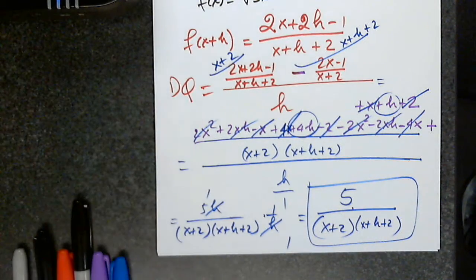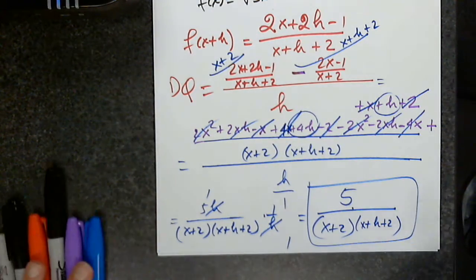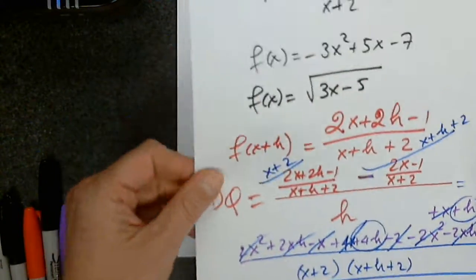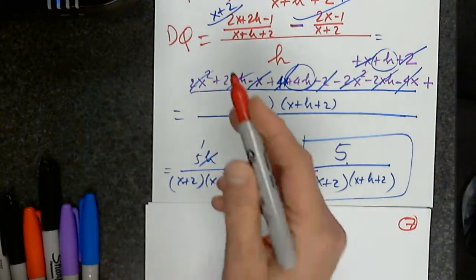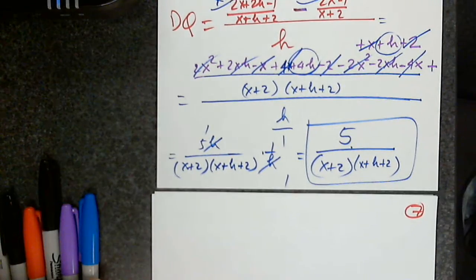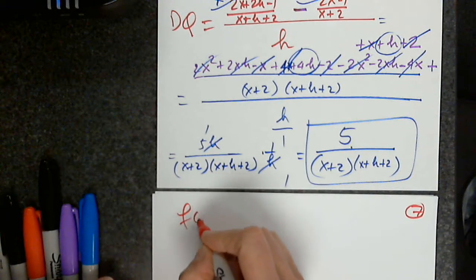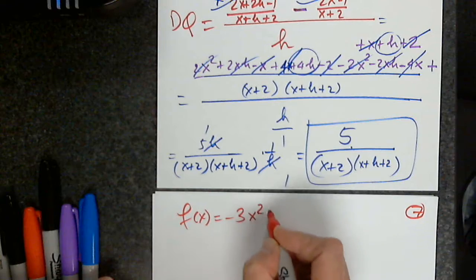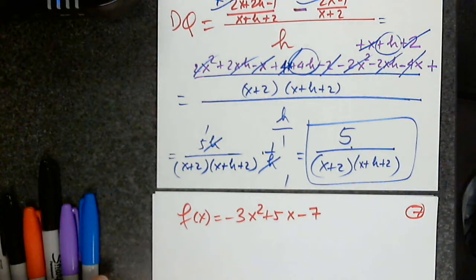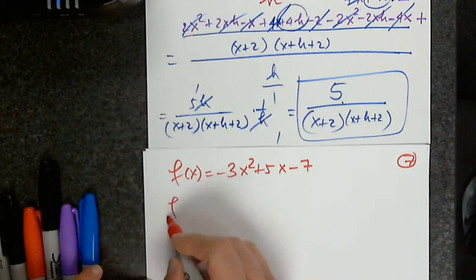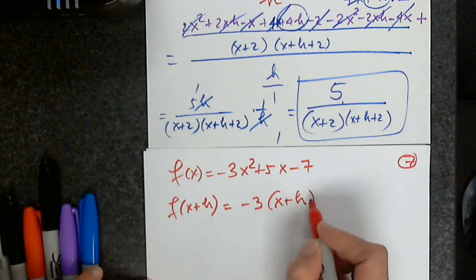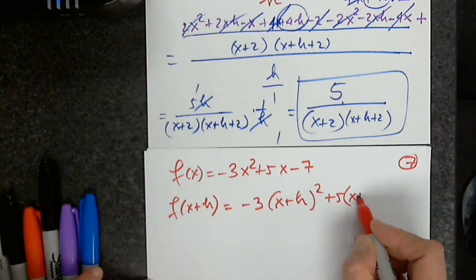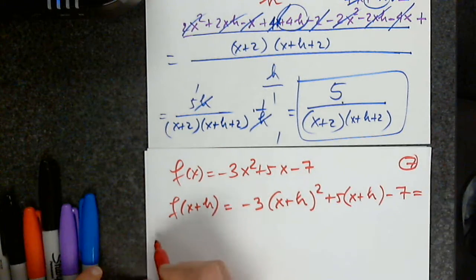So this is the difference quotient for the rational function we picked. Now let's look at the difference quotient for the quadratic function that we picked. So I'm going to copy it here one more time. f of x equals negative 3x squared plus 5x minus 7. And I have to find f of x plus h. Negative 3, x plus h squared, plus 5, x plus h, and minus 7.